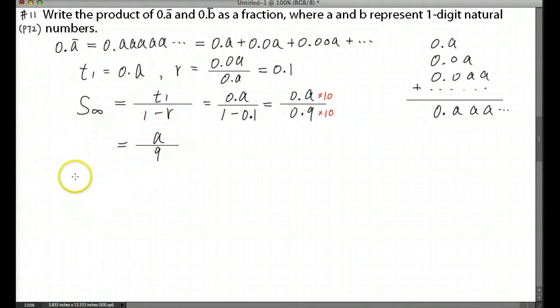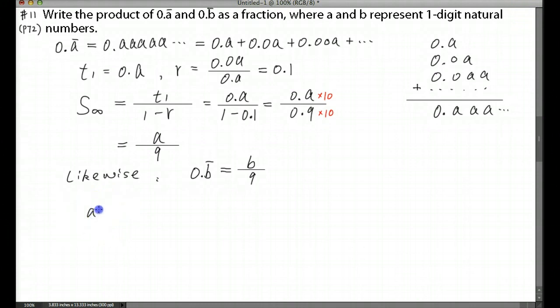Now obviously for the 0.B repeating, we don't have to repeat exactly the same thing here, except you change the A to B. It's just a different one-digit natural number. So obviously you can tell this one should be B over 9. Okay, and finally, of course, the answer you need to figure out is the product, right?